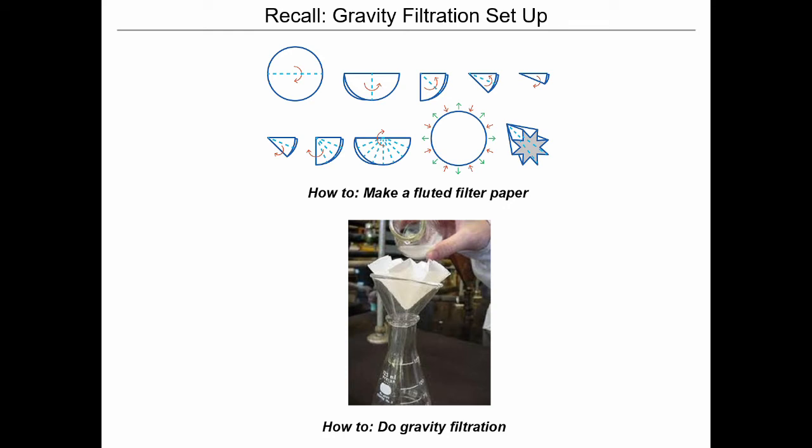In case you don't know how to set up the filter paper whenever you use a funnel, here's a nice simple diagram. We want to make sure that we have this kind of star shape so that we can collect as much liquid as possible.